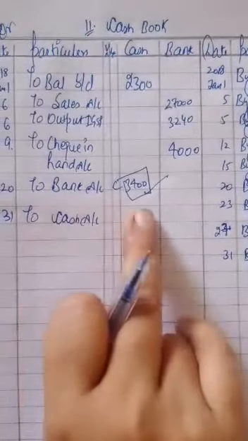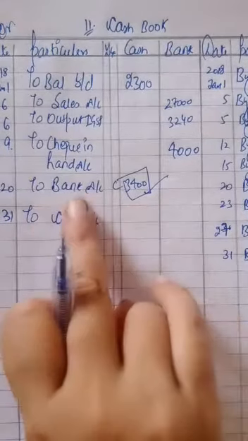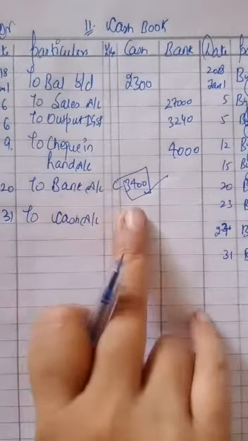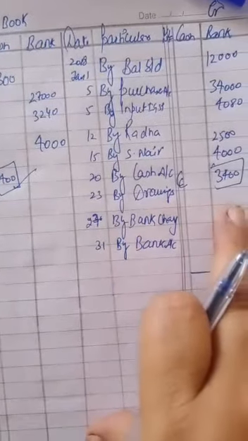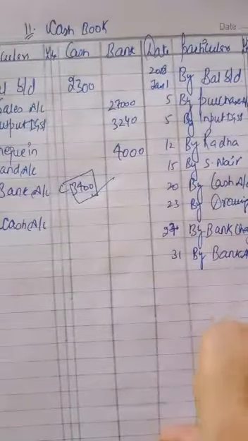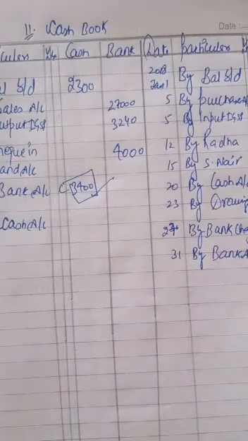From where did this 3,400 come? To bank account. From bank it came, so you will write to bank 3,400 in cash column and by cash 3,400 in bank column. This is a contra entry. You have withdrawn cash from the bank.